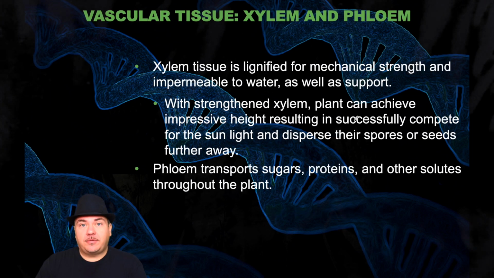So vascular plants have vascular tissues, xylem and phloem. Xylem tissue is lignified for mechanical strength and impermeable to water, as well as support. With strengthened xylem, plants can achieve impressive heights, resulting in successfully competing for sunlight and dispersing their spores or seeds further away. The phloem transports sugars, proteins, and other solutes throughout the plant.